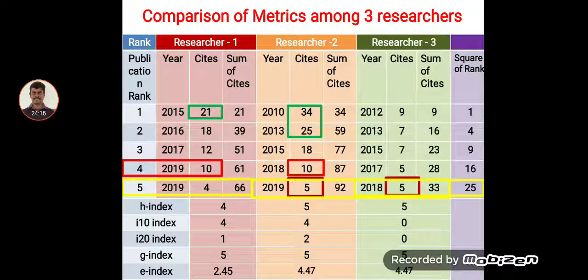Coming on to the E index, it is calculated using the formula which I have explained in the previous slide. So the first author's E index, when calculated, is 2.45. The second researcher's E index is 4.47. Similarly, the third researcher's E index is also 4.47, which is calculated using the formula square root of (SH minus H square).